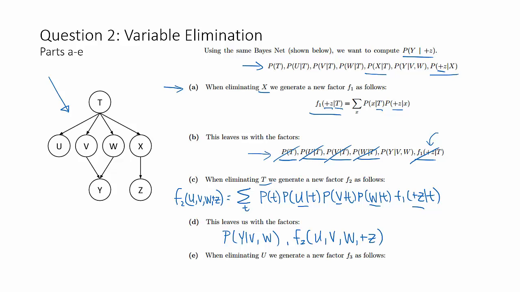For part E, we are joining and eliminating on the hidden variable U. We find all factors that involve U.